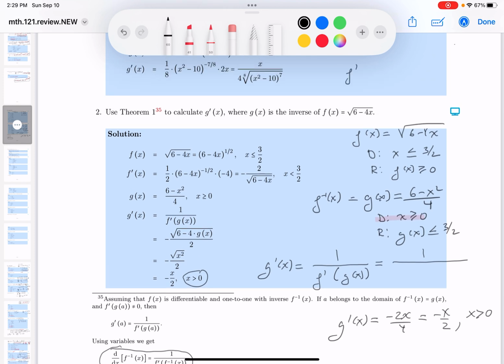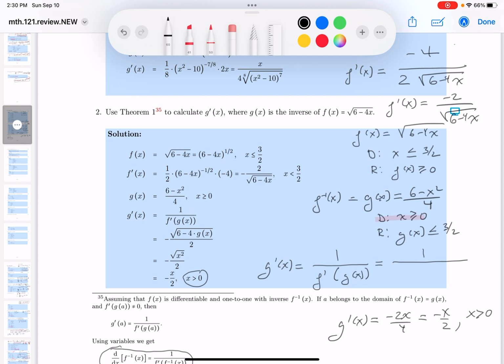f prime is going to be 1 over 2 square root 6 minus 4x, and on top of that, times minus 4. So, f prime is just simply minus 2 over the square root of 6 minus 4x. All right? That's not too bad. And let's write that down.